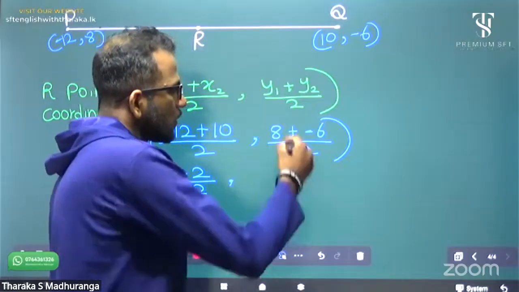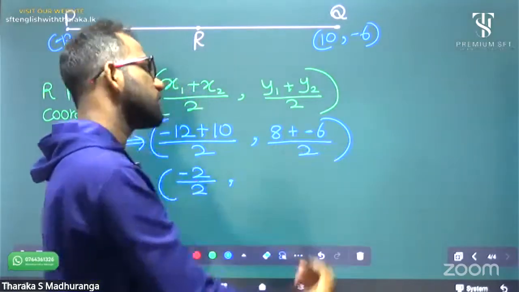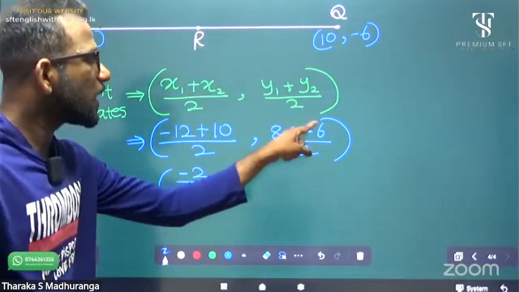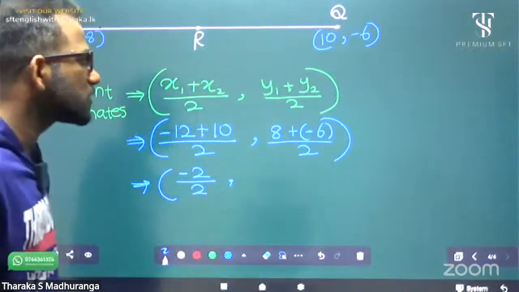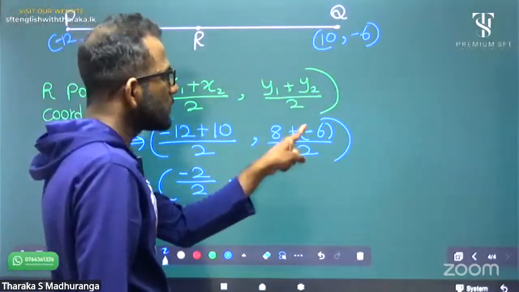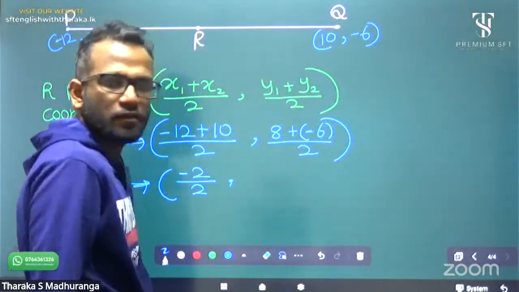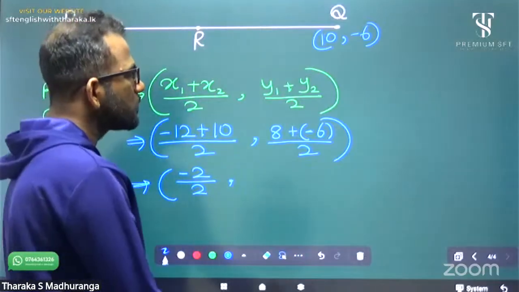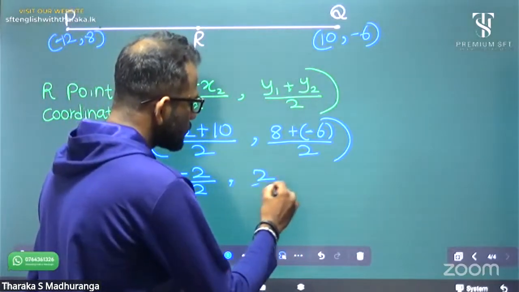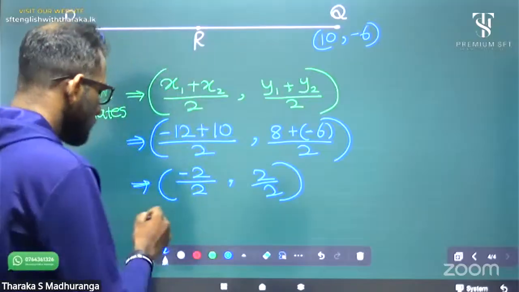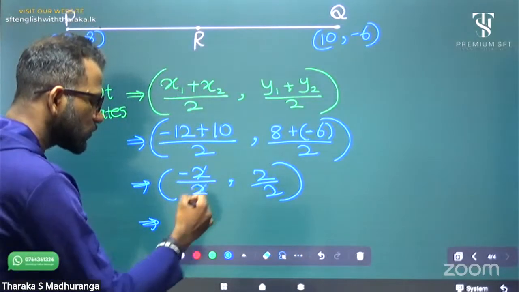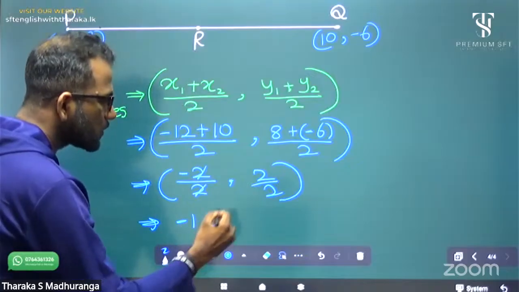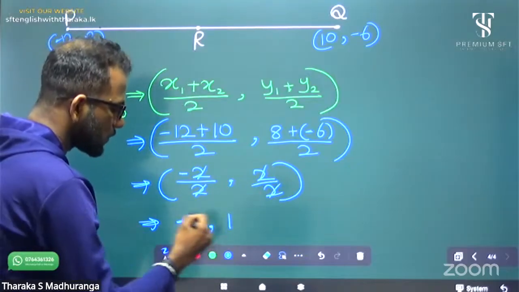Solution: 8 plus minus 6. What happened? Plus and minus become minus, right? Plus minus, it's minus. Then 8 minus 6. What's 8 minus 6? It is 2. 2 divided by 2. Now minus 2 divided by 2, the 2s cancel out, minus 1, comma, 2 divided by 2, the 2s cancel, it is plus 1.